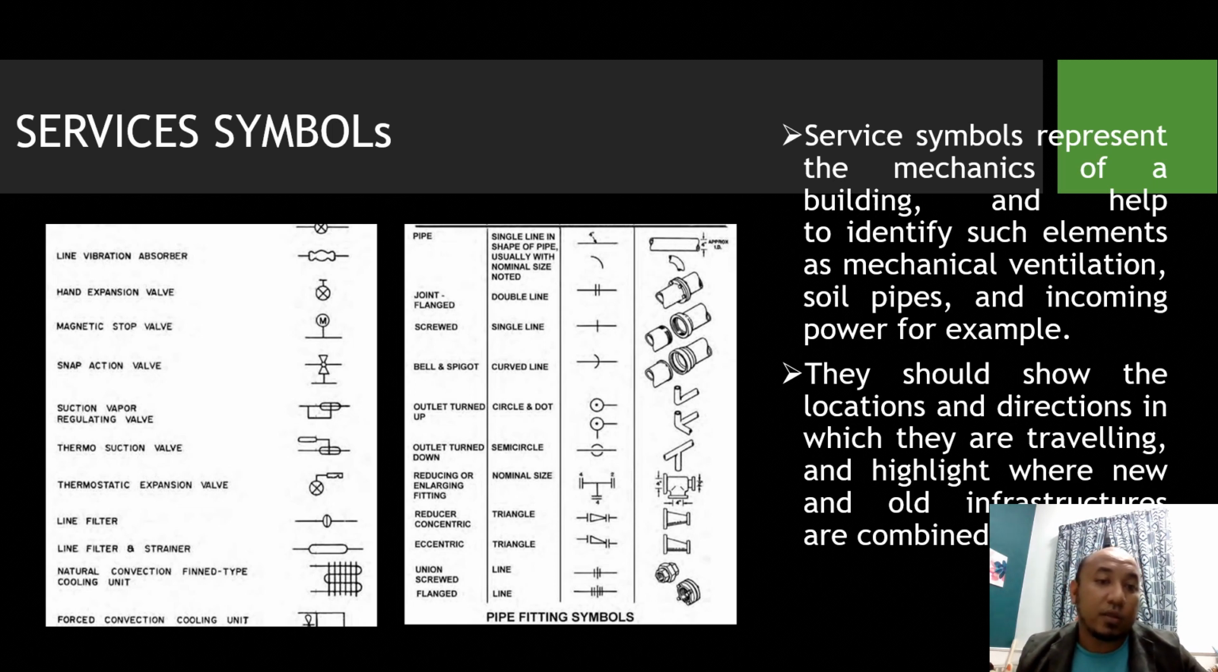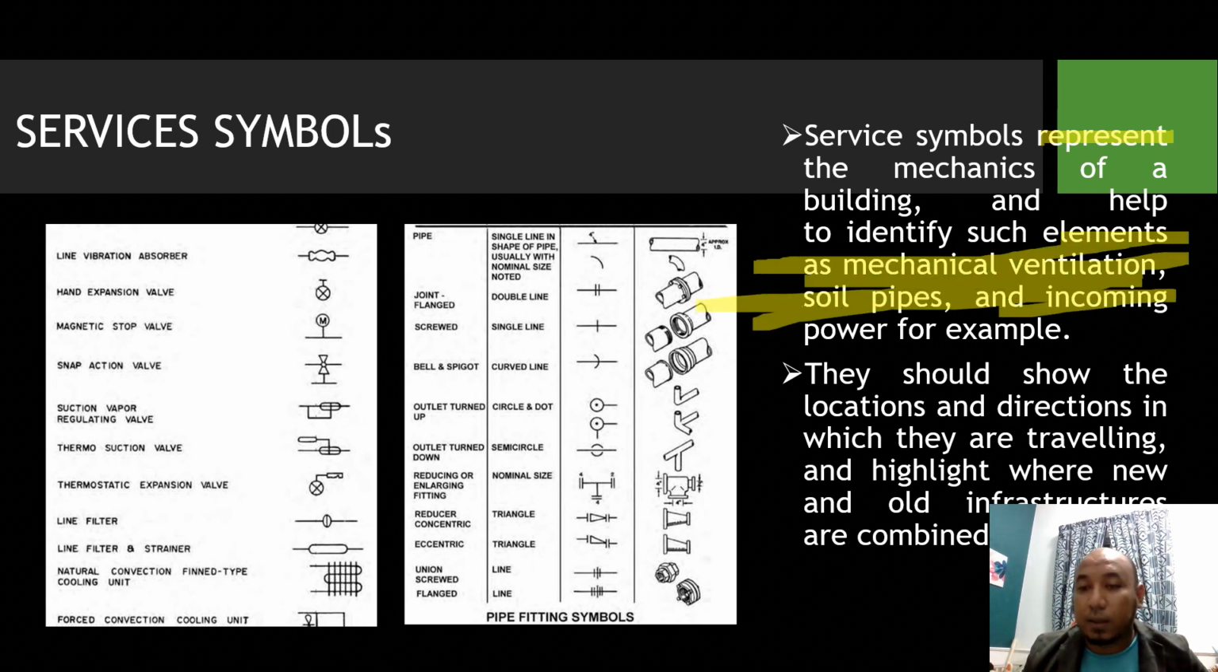Alright, and another is the service symbol, which represents the mechanics of the building and helps to identify elements such as mechanical, ventilation, soil pipe, incoming power. For example, they should show the locations directly where they are traveling, and highlight where new and old infrastructure are combined or replaced. Alright, so these are the symbols for the service symbol. Thermostat, line filter, and so on.